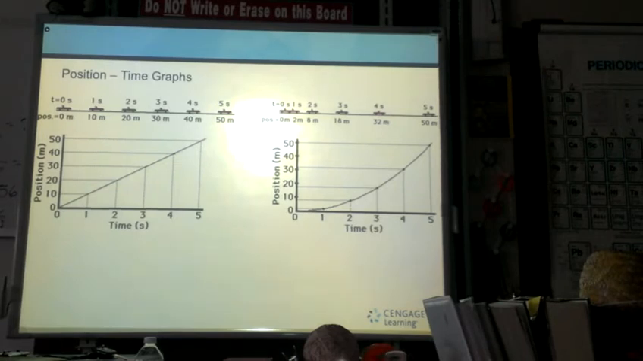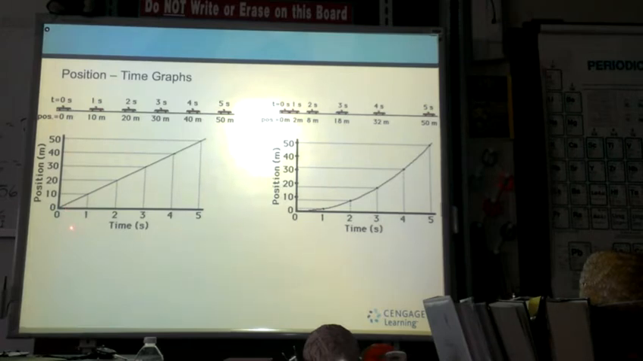On this particular motion diagram, I'm starting at time 0 and position 0. In 1 second, I move 10 meters. In 2 seconds, I move 20 meters. In 3 seconds, I move 30 meters. So every second, I am moving an additional 10 meters. You can see that the spacing between them is constant, so you know this is constant velocity, or constant speed. We should say constant speed.